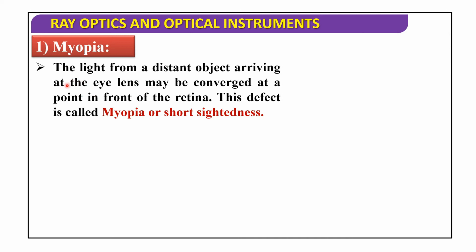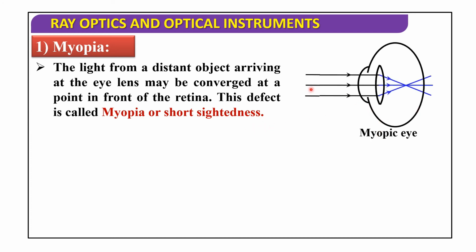So the light from a distant object arriving at the eye lens may be converged at a point in front of the retina. This defect is called myopia or short-sightedness. So myopia is nothing but some people cannot see the long distances clearly but they can see the short distances clearly. So this type of defect is known as myopia or another name, short-sightedness.